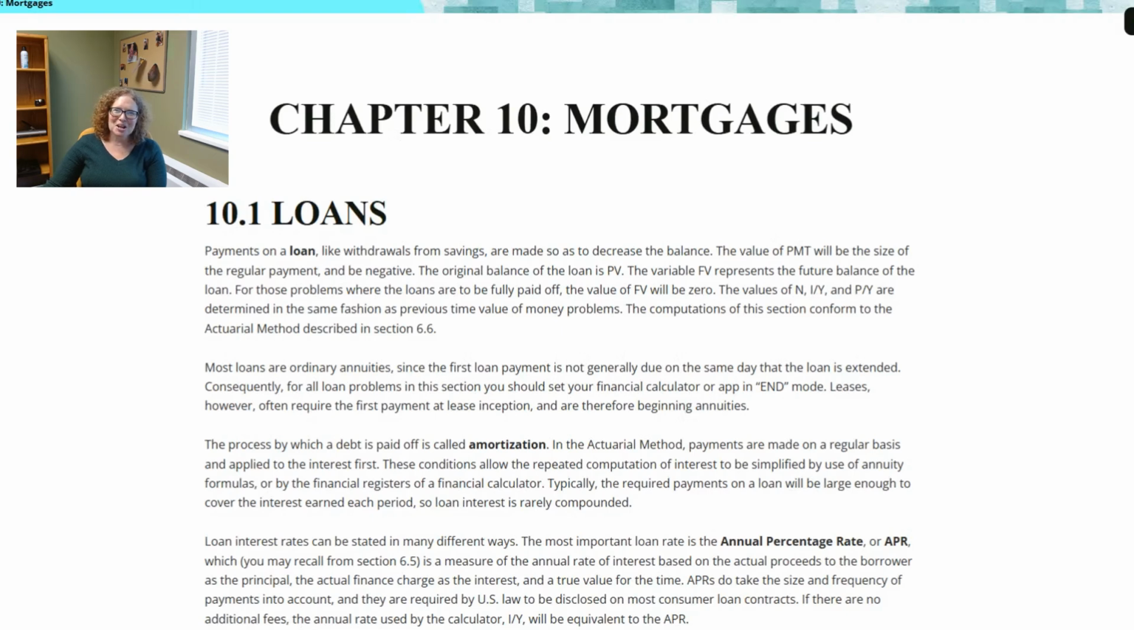Hi, this chapter 10 is on mortgages. We've talked a little bit about loans and we have looked at savings accounts and decreasing the values and payments. We've looked at present value, we've looked at future value. We have looked at paying debts off with the actuarial method.